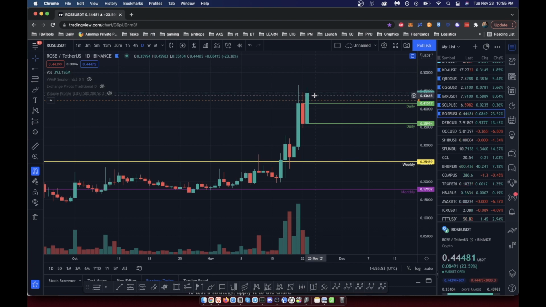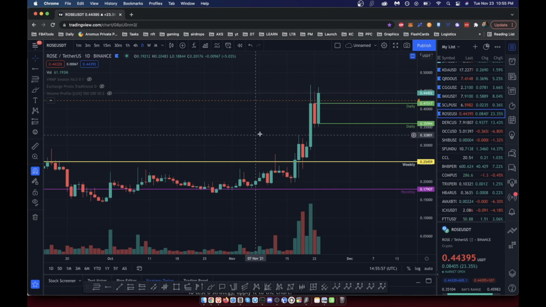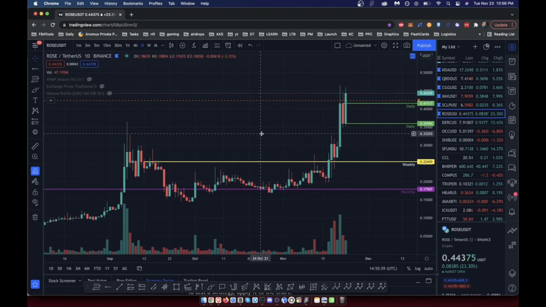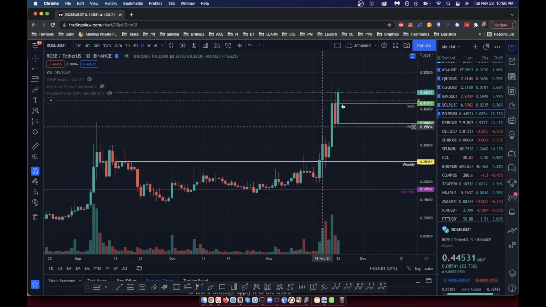This is not financial advice. And then I would just wait for it to come down. But we're really just using ROSE as a lesson for TA, but because I also want to buy ROSE, I was like, all right, might as well do a TA video.